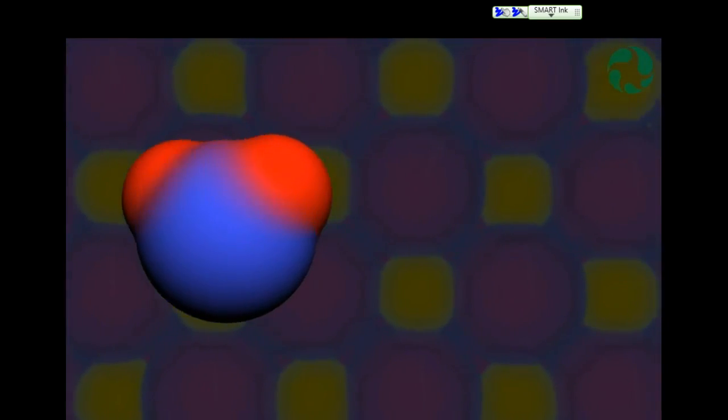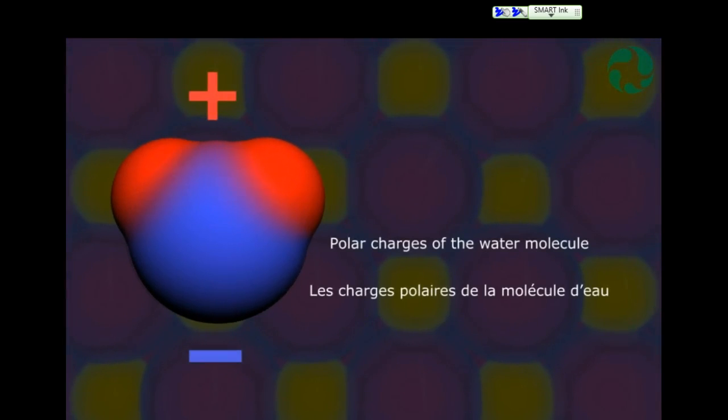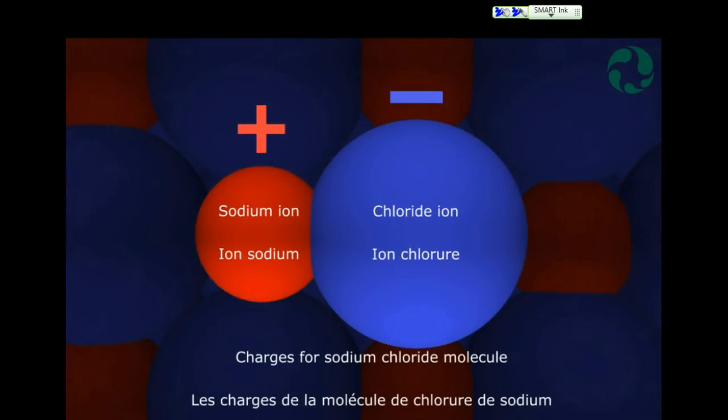The water molecule has different charge sides. It has a slightly positive and a slightly negative side. Salt is made up of the sodium ion, which is one positive, and the chloride ion, which is one negative. What do you think is going to happen when the water gets close to the salt crystal?